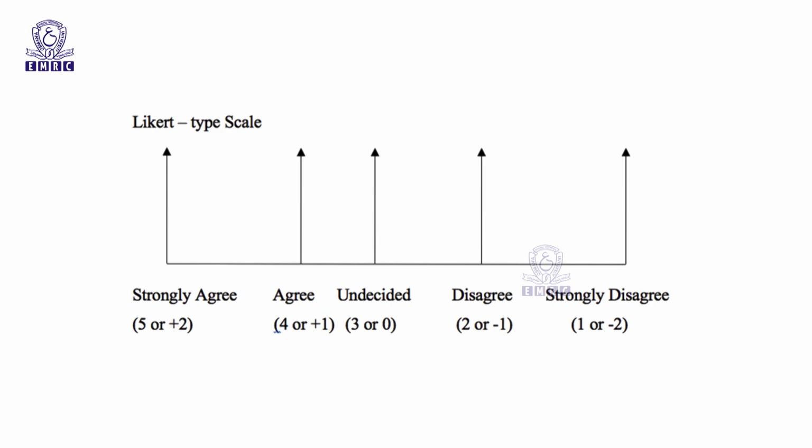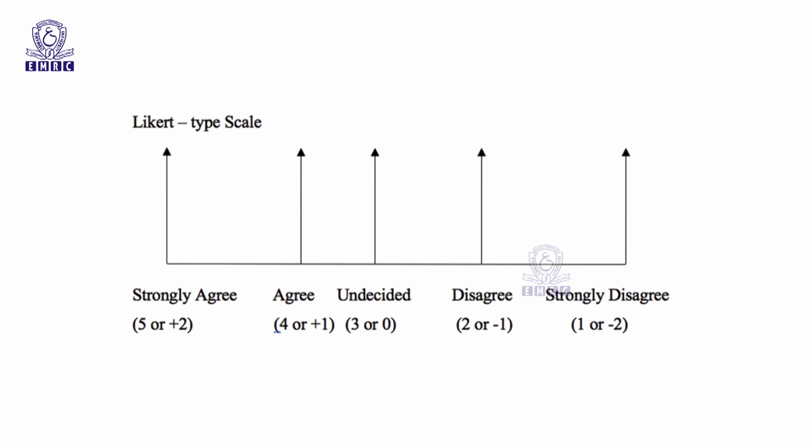If we see the Likert type scale, we have taken 5 points. The first point is strongly agree. We have given the number 5 or plus 2. And the second point is agree. We have given 4 points or plus 1. The third one is undecided, for which we have given 3 points or 0 points. The fourth one is disagree, for which we have given 2 or minus 1 points. And the fifth one is strongly disagree, for which we have given 1 or minus 2 points.